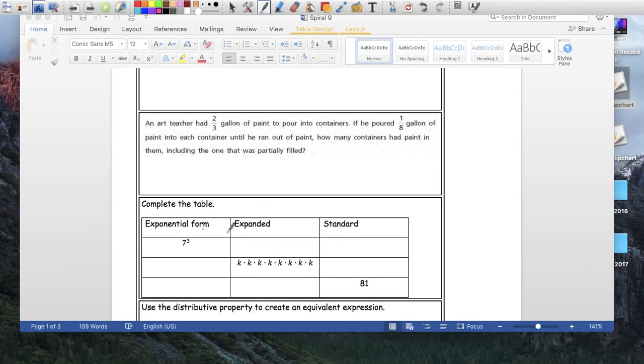Complete the table. Exponential form. 7 to the third power is the same thing as 7 times 7 times 7. And 7 times 7 is 49. And then times 7 again, I believe, is 343.